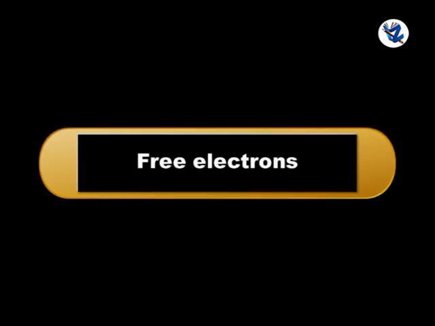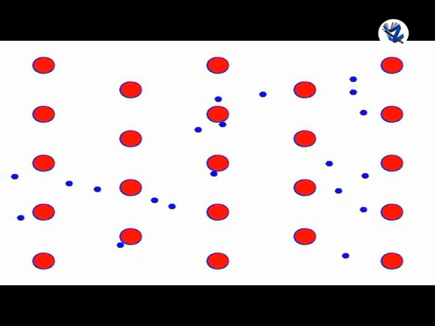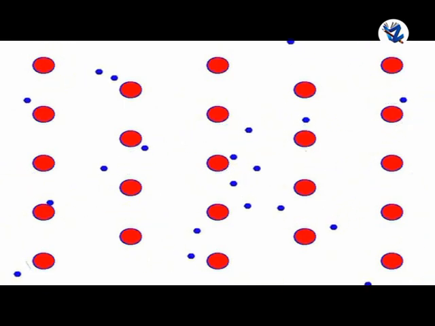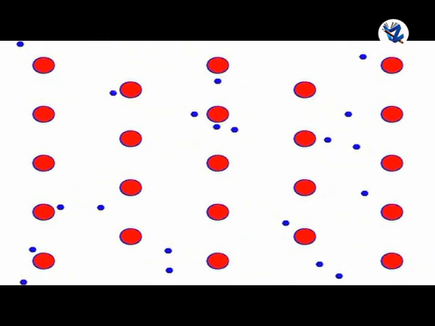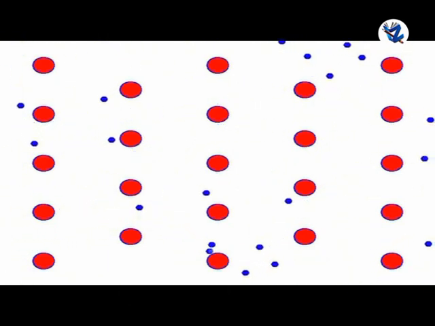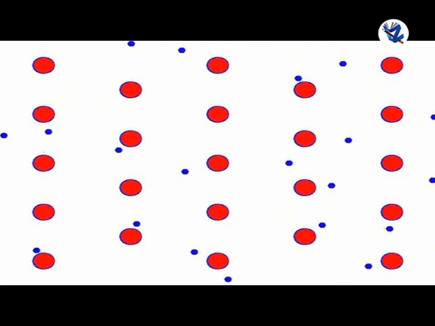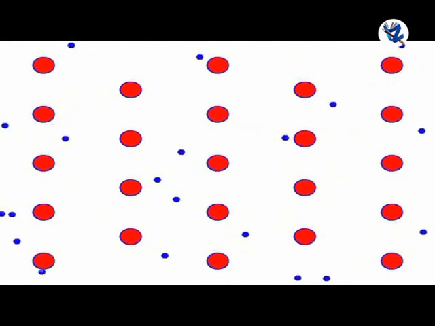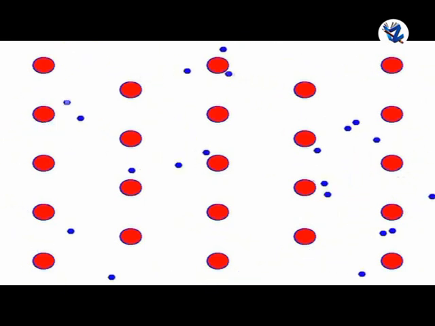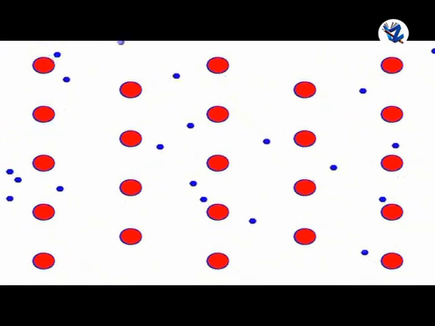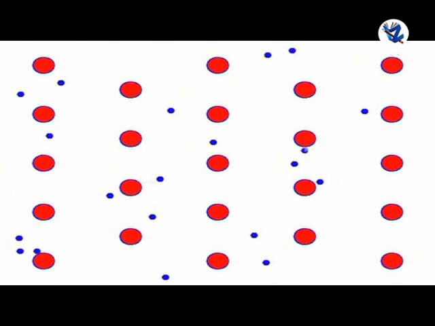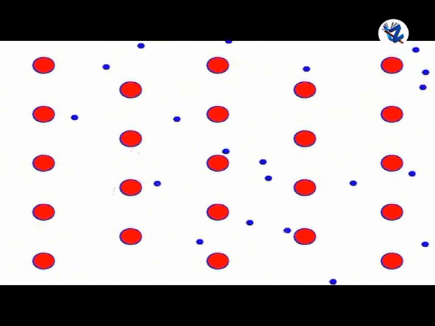Then, free electrons. Every atom of a metallic conductor has one or more outermost electrons which are very weakly bound to the nucleus. These are free electrons. These electrons can easily move from one part of a conductor to its other parts. The negative charge of the electrons also gets transferred as a result of this motion. The free electrons in a conductor are the carriers of a negative charge.